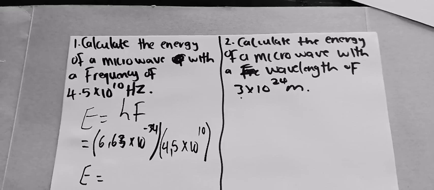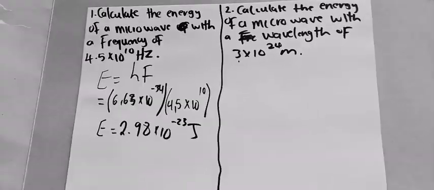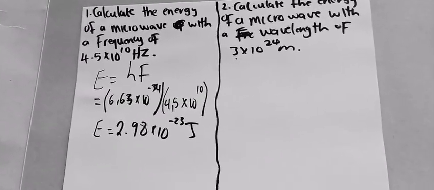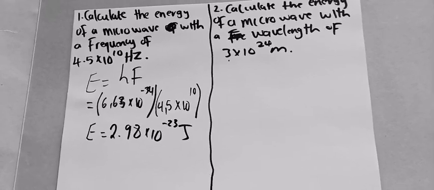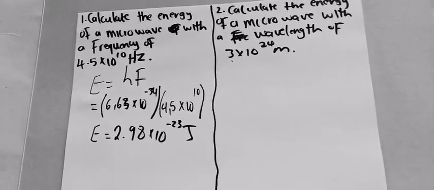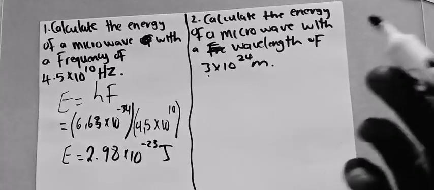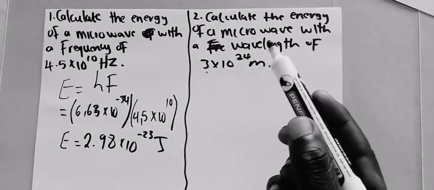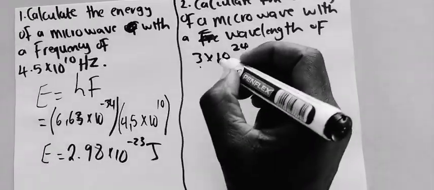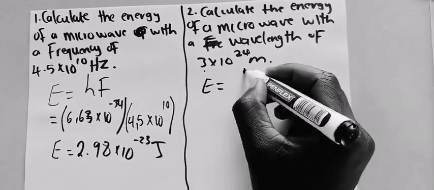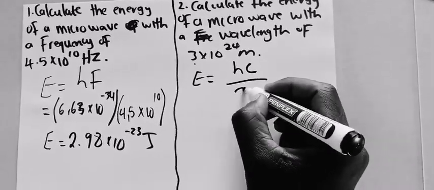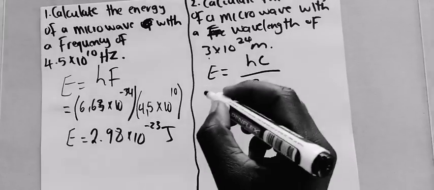Energy equals 2.98 times 10 to the power negative 23 joules. Now let us check the other one. Here we are given the wavelength. They're asking us to calculate the energy, so you will use this formula. Why? Because there is a wavelength.